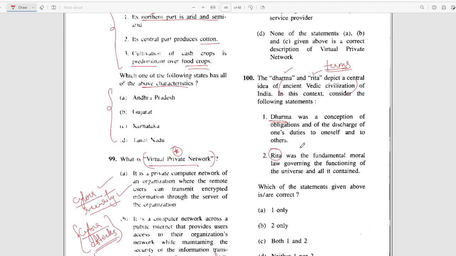The last question is: Dharma and Rita depict a central idea of ancient Vedic civilization of India. In this context, consider the following statements. Dharma and Rita are the two terms that are there. Terms in ancient and medieval history are important. Even in modern history, the terms are important. You have to make a note of all these terms that you come across and regularly revise them.